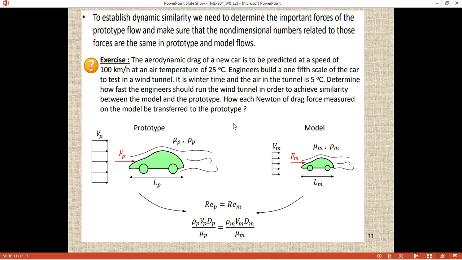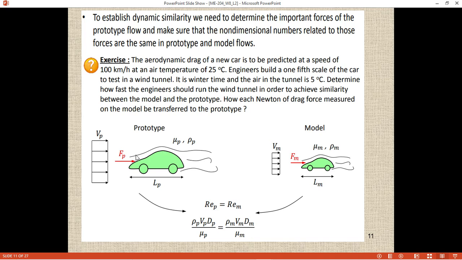Normally in the wind tunnel we take the air from the surroundings, and since it is winter, we do not have air at 25 degrees centigrade, we have air in the surroundings at 5 degrees centigrade. So how can we compensate for this difference of temperature in the force ratio? Since we are talking about the drag and all the variables we used in the drag force.